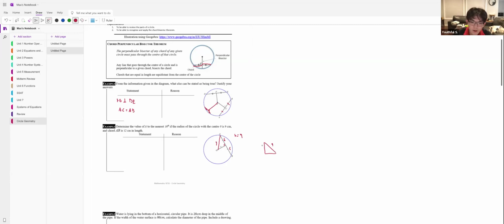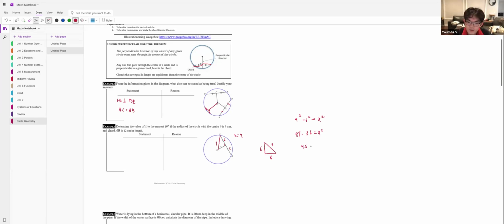So this is 9. And then one of the lengths is 6 and the other one is x. So then 9 squared subtract 6 squared is going to give us x squared, right? So 81 subtract 36 is going to give us x squared. And that's what, 55? No, 45? Really? Am I wrong? Oh, that is 45.